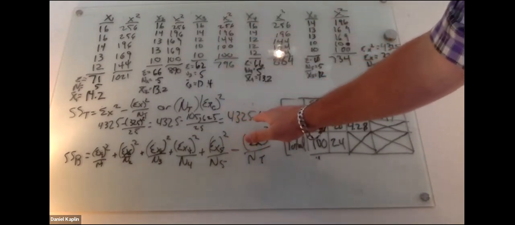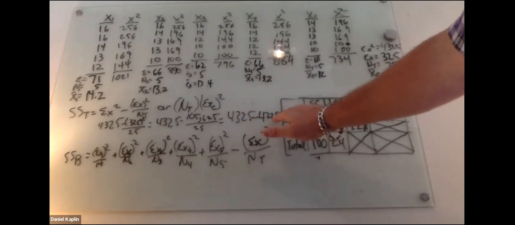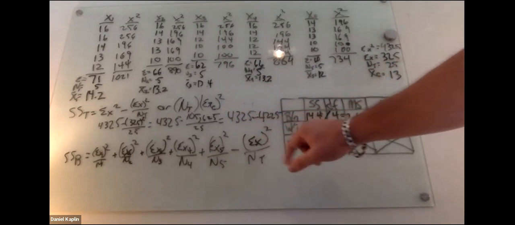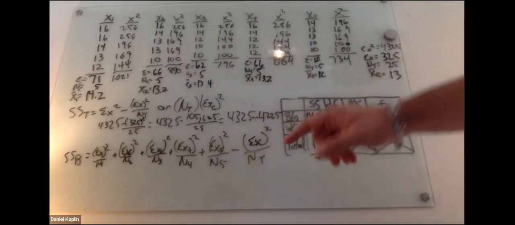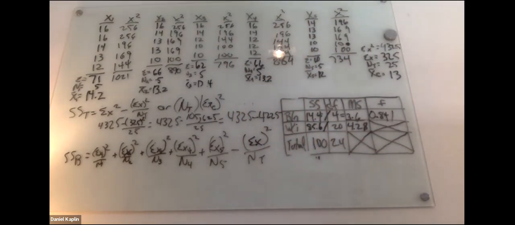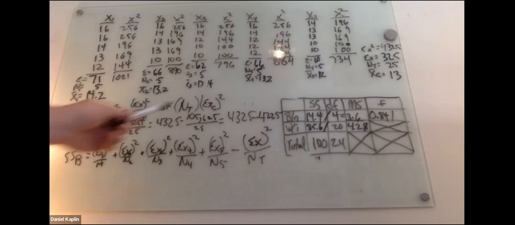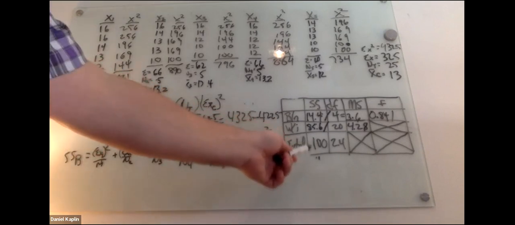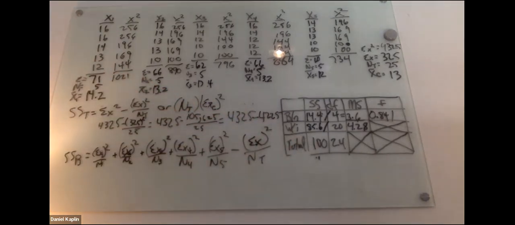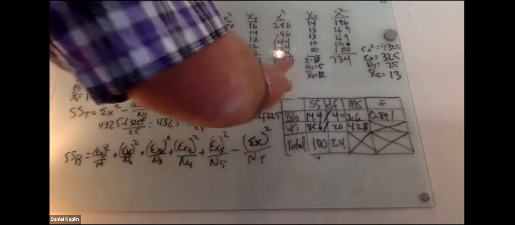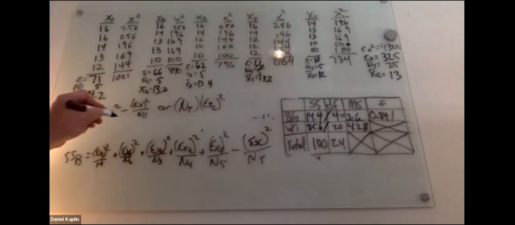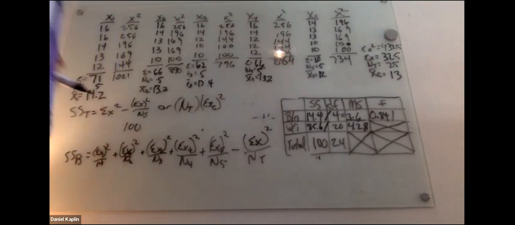Now, if I were to ask you what 4,325 minus 4,225 is, that's easy, right? Easy math, it's 100. So whether we did the old formula of x minus x bar squared or the computational formula, we're going to get to the same 100 number, right? So in this case, using this formula, we get 100.